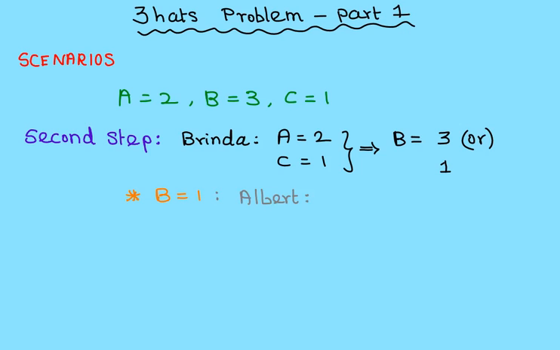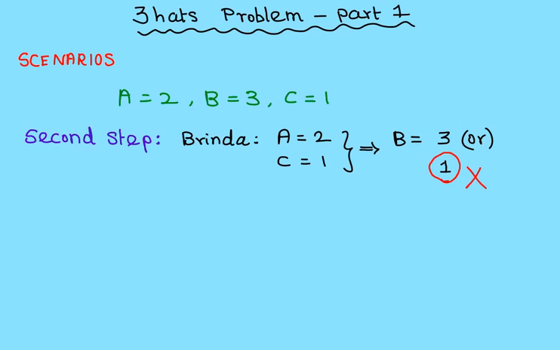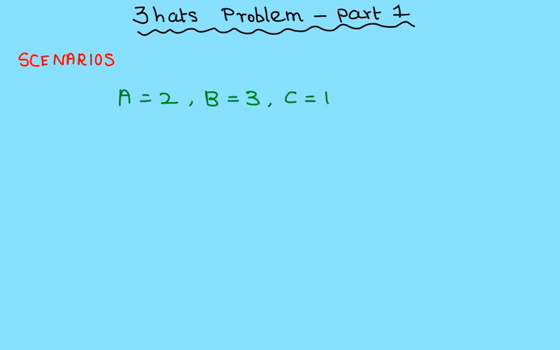Then Albert would have seen b equal to 1, c equal to 1. So as the numbers were equal, Albert would have deduced his number to be their sum, that is 1 plus 1, that is 2. So in the first step itself, Albert would have claimed his number to be 2, and that has not happened. So Brinda deduces that her number can't be 1. So in the second step, she claims, my number is 3. So this scenario ends in the second conversation.